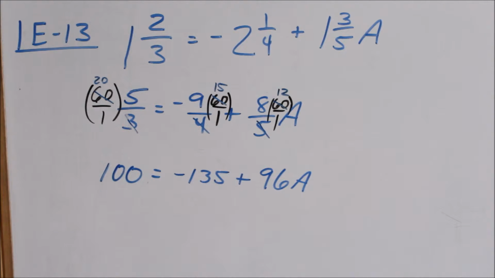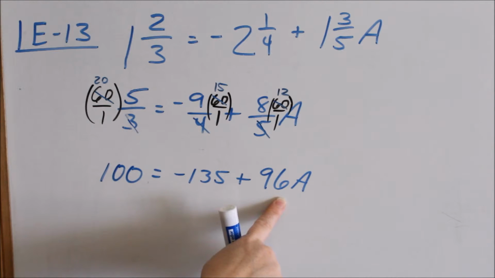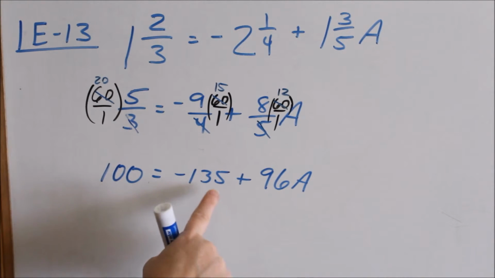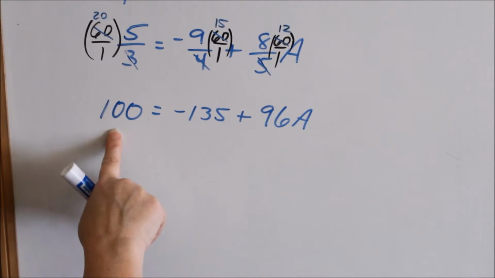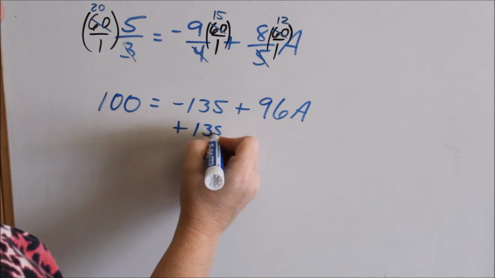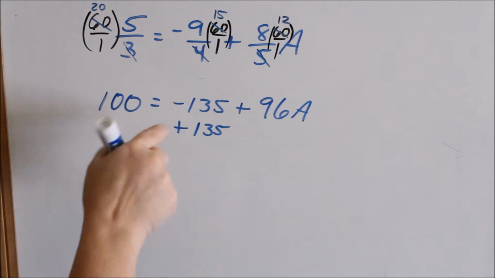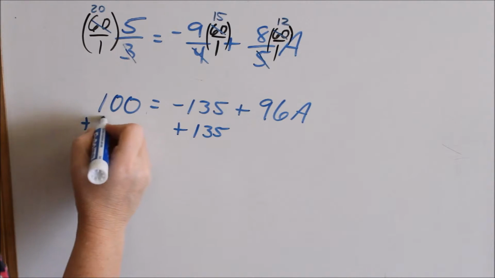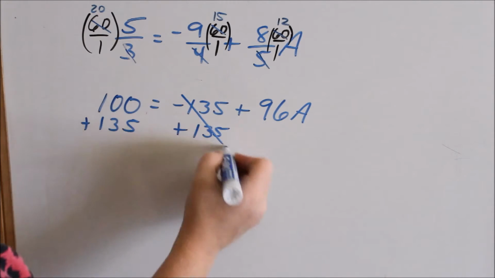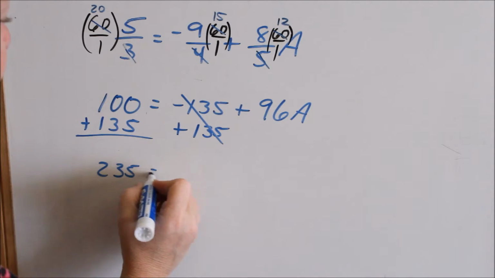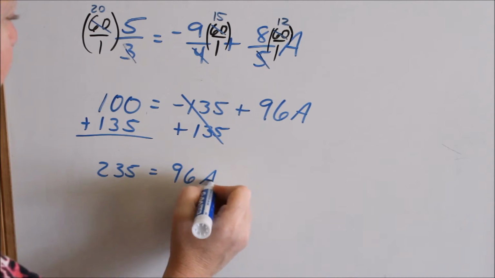Now this just becomes algebra. Numbers on one side, letters on the other side. My A is already over here, so I'm going to leave it. It doesn't matter if your unknown is on the right or the left. Okay, I'm going to take this and move it over here with my numbers. I'm subtracting 135, so I'm going to add 135. Means I have to add it to this side as well. That goes away there. Over here, I have 235 and then 96A left on this side.